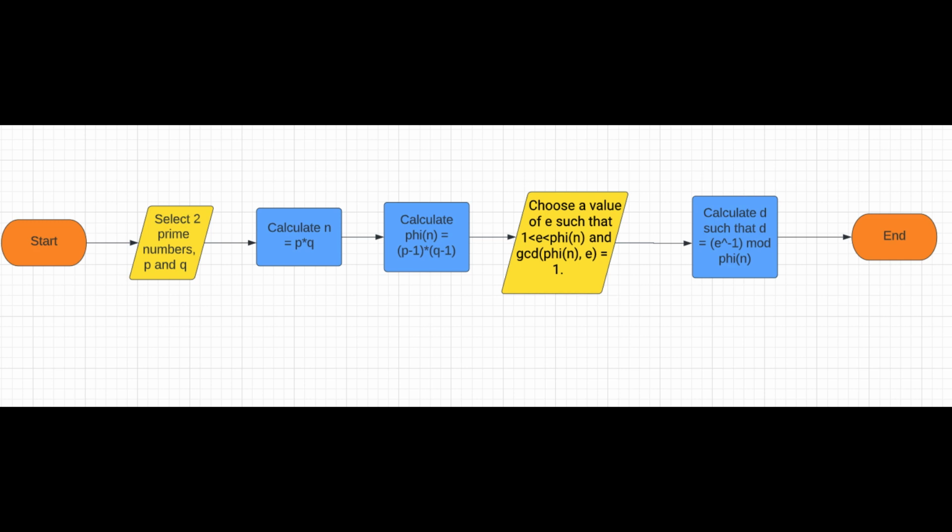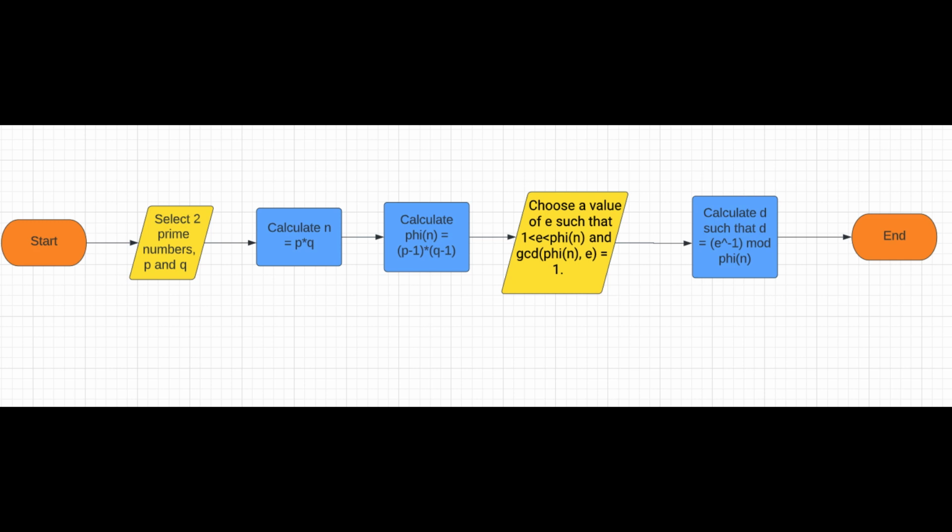Now we will be going over the flowchart for this algorithm. First, we select two large prime numbers P and Q. This is because the security of the RSA encryption scheme is based on the difficulty of factoring large numbers into their prime factors. When two large prime numbers are multiplied together, the result is a number that is very difficult to factor into its component primes. This is especially true if the prime numbers are large enough, and the larger the prime numbers, the more difficult it is to factor the resulting number.